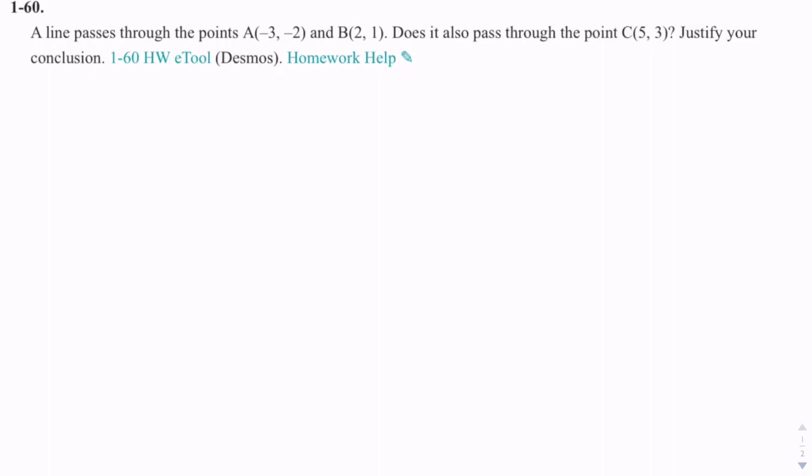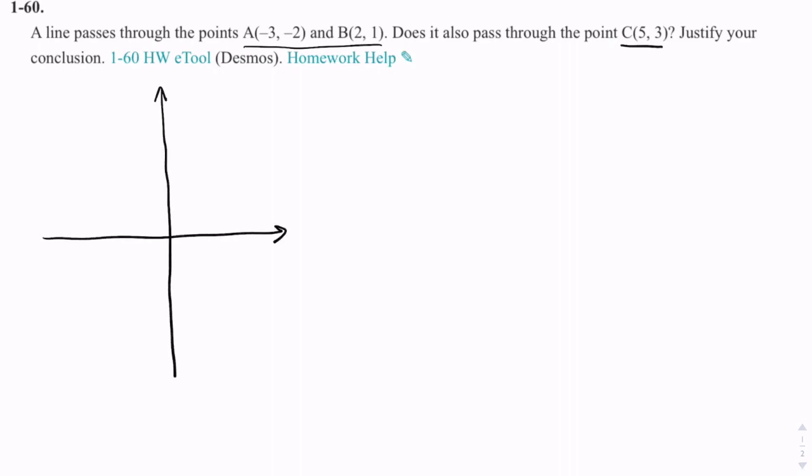Okay, so it's telling me a line passes through these 2 points here, and then it says, does it pass through this point, right? So we could graph, right? Now, for you, it's better because you're on graph paper. I'm on a tablet, but if I graph -3, -2, and then I graph 2, 1, right? And I draw this line.